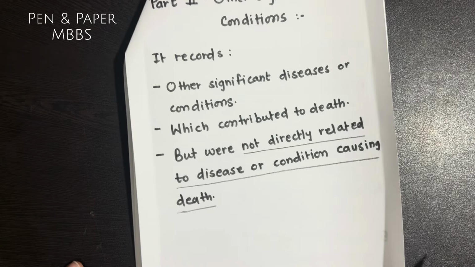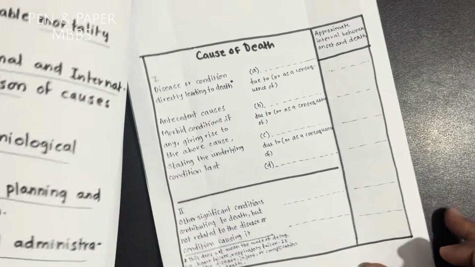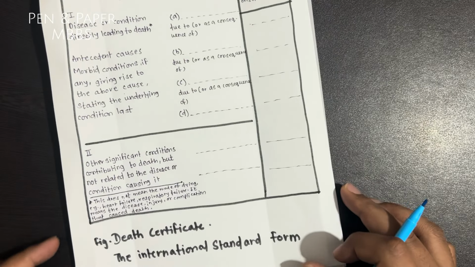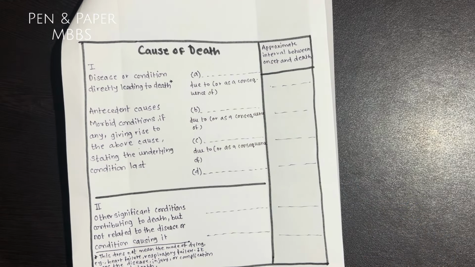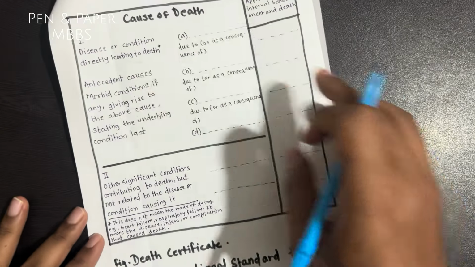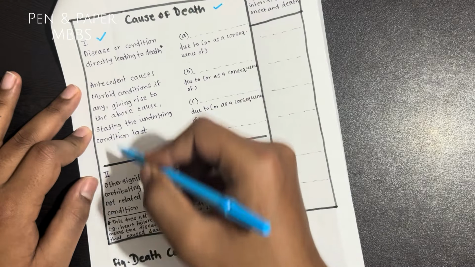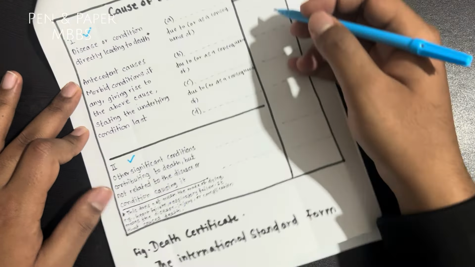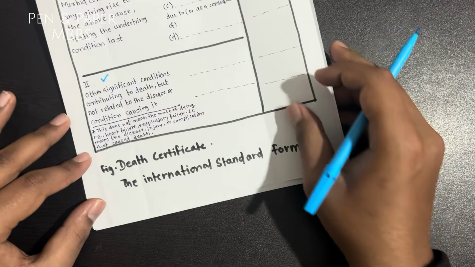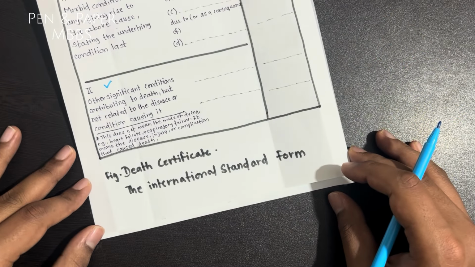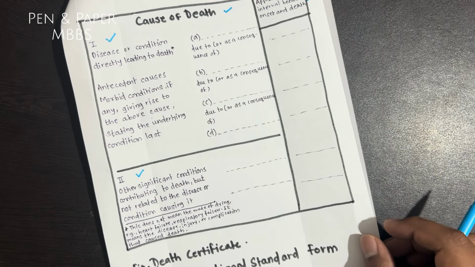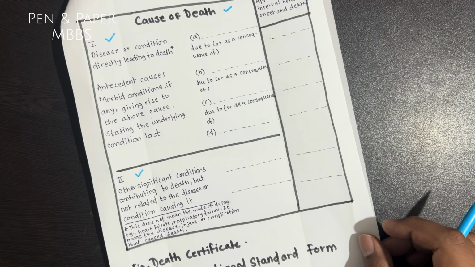Now many students ask, should we draw the diagram in the exam? For a 7-mark question, yes. But you should draw a simplified diagram, not the full form. You only need to draw this much. Cause of death, Part 1, Part 2, and approximate interval between the onset and death. So this is the figure of death certificate, the international standard form. This diagram alone can fetch you extra marks and shows conceptual clarity.